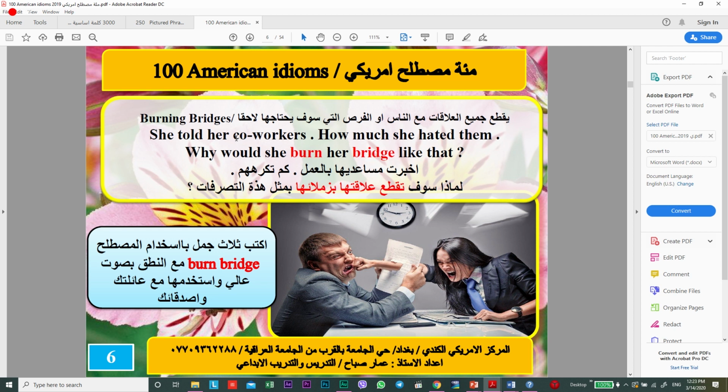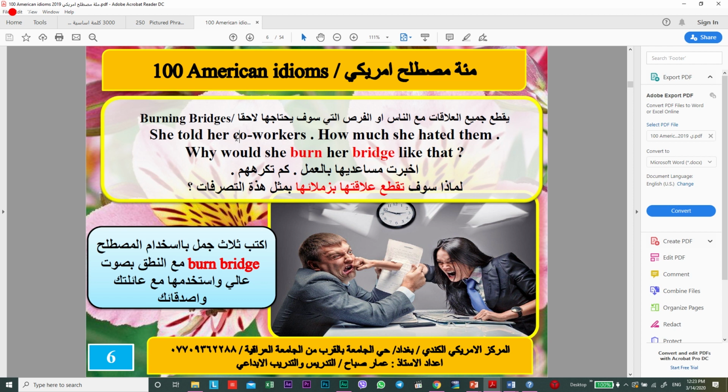This is informal language. We use it as a slang language. Some call it street language or informal language. So we call it informal language.